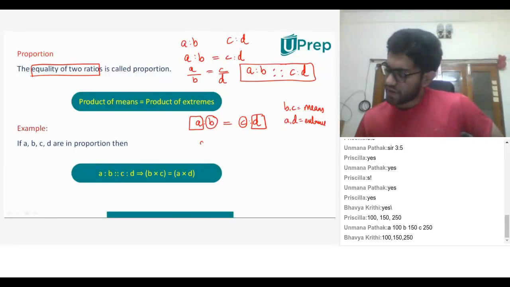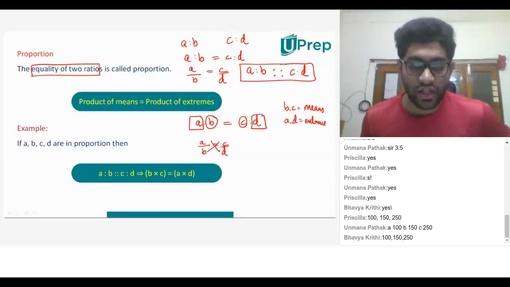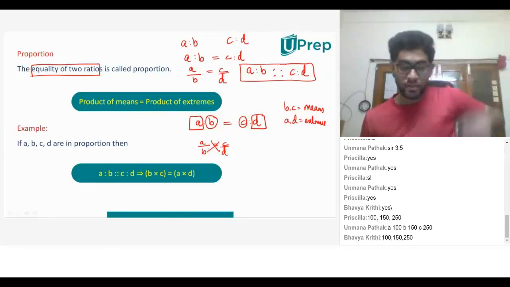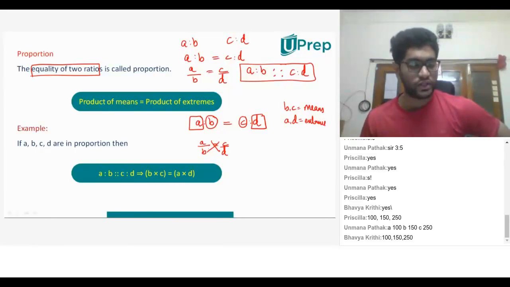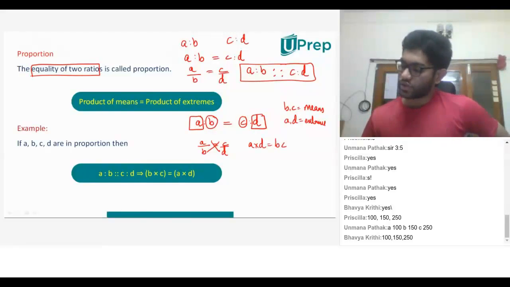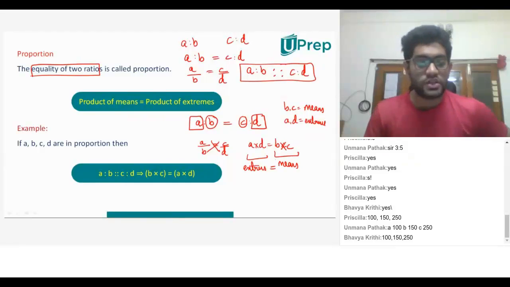Simple logic. If I have A by B equal to C by D, when I have an equality sign, I cross multiply. We are doing this from simple equations, if you guys remember our first ever session. Everyone's following till here. So what happens when I cross multiply? I get A into D is equal to B into C. What is B into C? Means. What is A into D? Extremes. Isn't the product of means equal to the product of extremes?